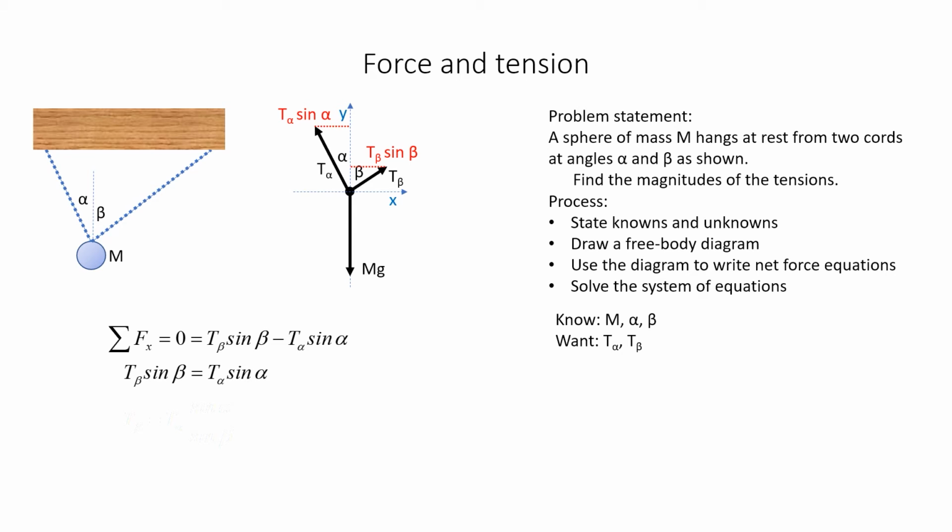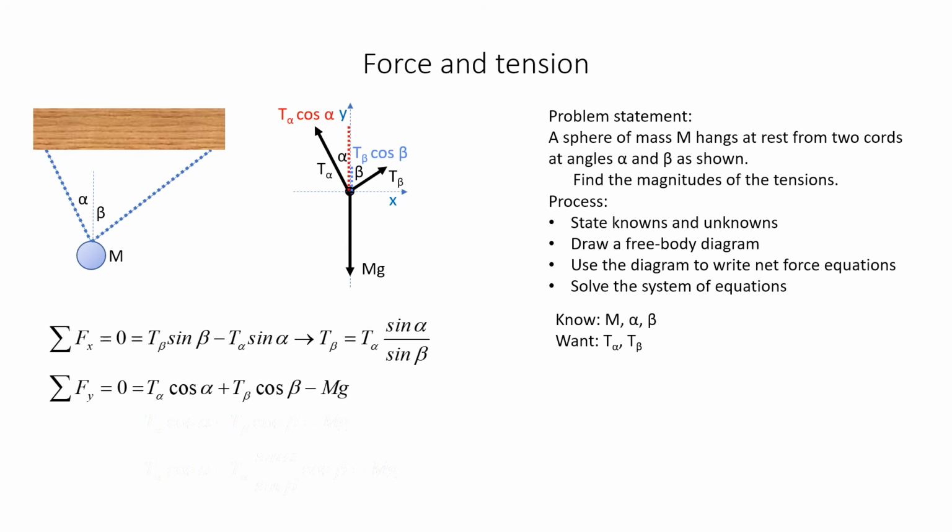We can set these two equal to each other. T beta sine beta equals T alpha sine alpha. That allows us to solve for tension beta equals tension alpha times sine alpha over sine beta. Now let's do the net force in the y direction. We define T alpha cosine alpha as the adjacent to the angle alpha, and T beta cosine beta as the adjacent to the angle beta.